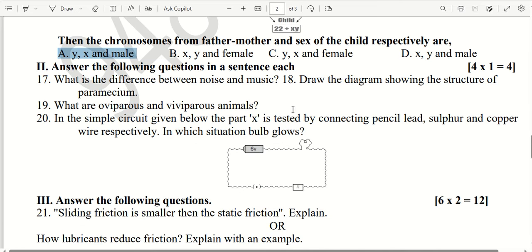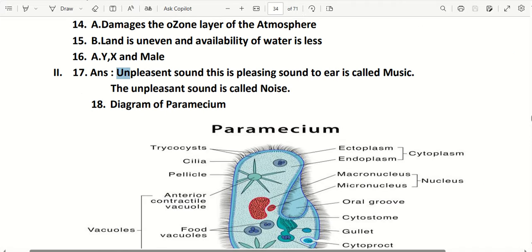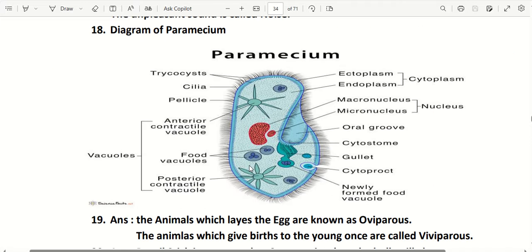And the 18th question is: draw a diagram showing the structure of paramecium. Here this one is the structure of the paramecium. You have to label the parts. What they have given is only 2 or 3 parts, not more than 2 or 3 parts.